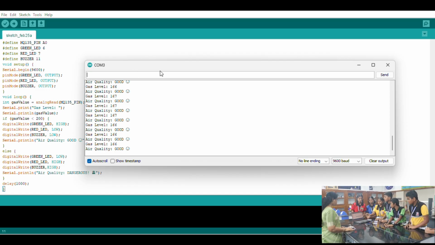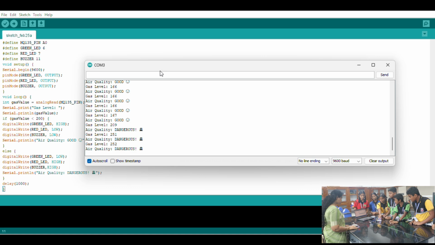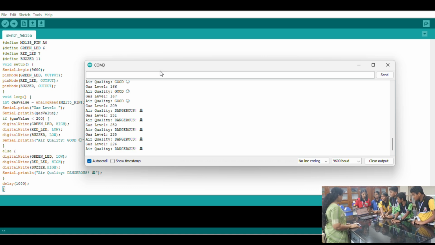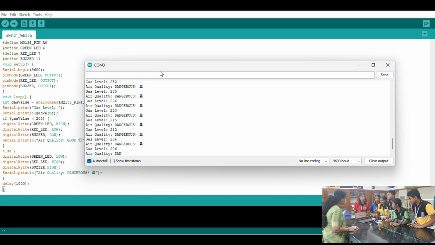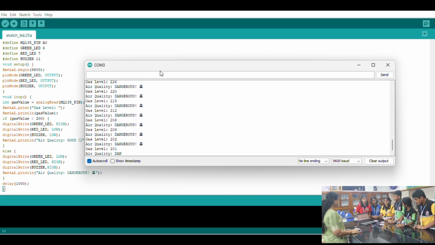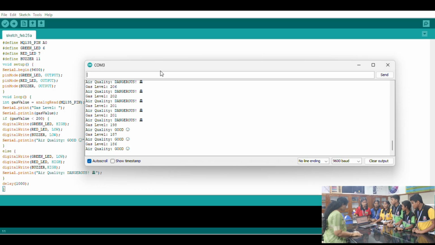Here it will show if the air quality is good or dangerous. When the sensor senses the smoke, it will show that the air quality is dangerous, and the gas level changes. And if the sensor stops, yes, ma'am, when it stops, it shows the air quality is good.